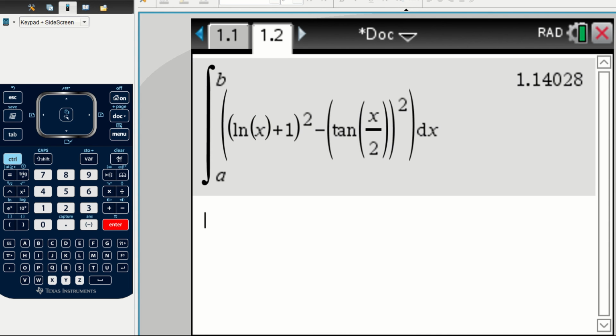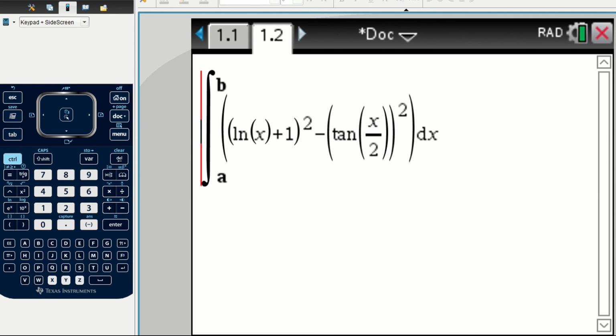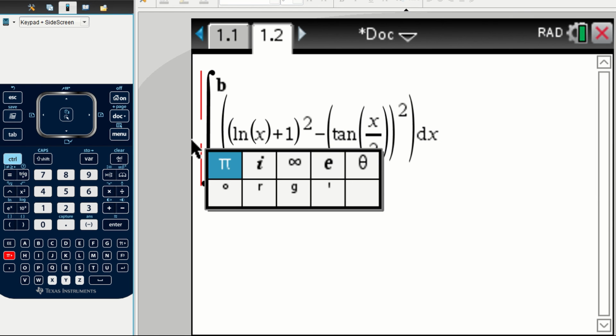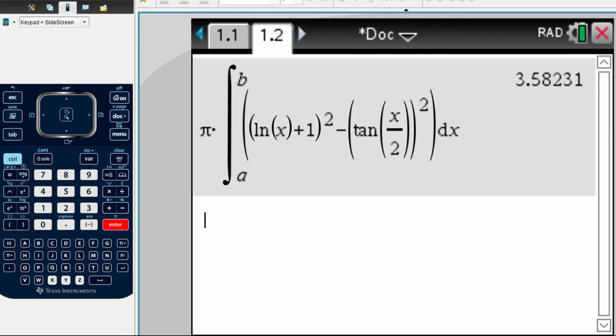Hey, look, it works. So, oh, I forgot to multiply by pi. So let's control Z, and let's go ahead and put a pi symbol back here. And okay, there's my volume of revolution right there. So that's the volume of the solid that's formed.